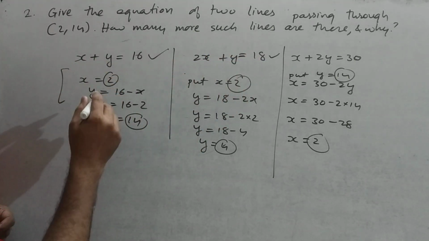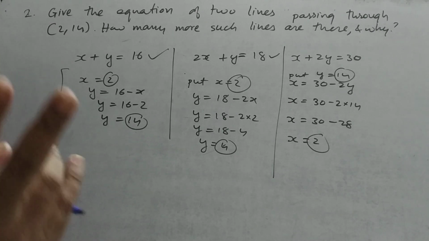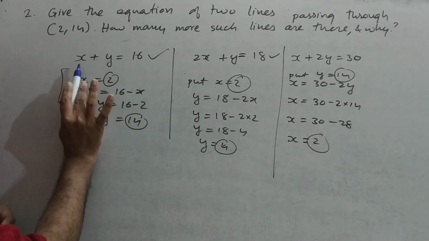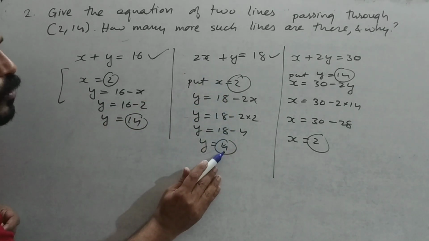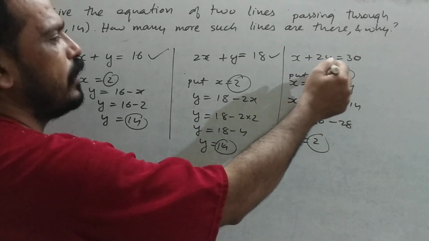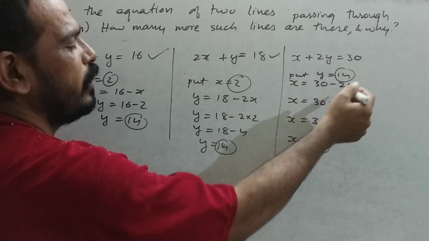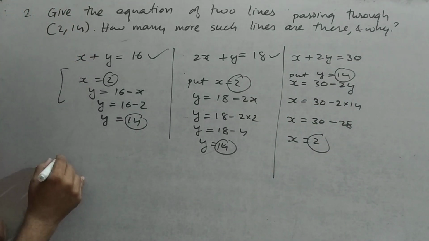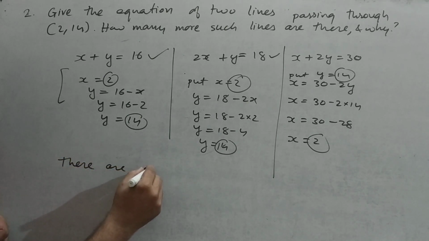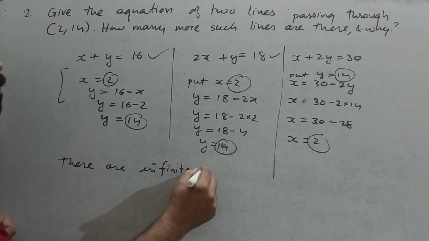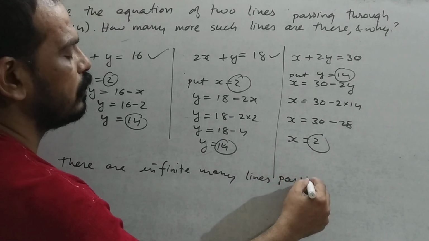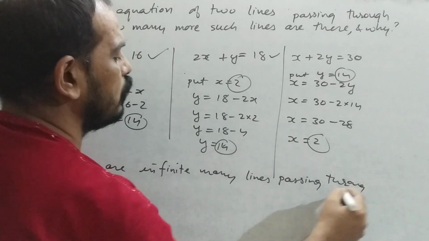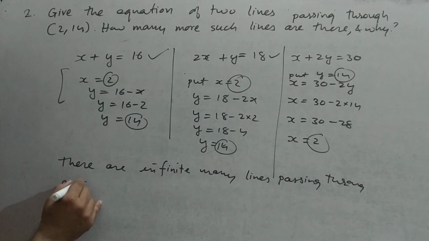We can make many such equations. Homework for you is to make 2 more. x + y = 16: on putting the value of x as 2, the value of y should be 14. If you put x = 2 here, y should be 14. If I put y = 14 here, it will become x = 2. So how many more such lines? There are infinitely many lines passing through a single point.